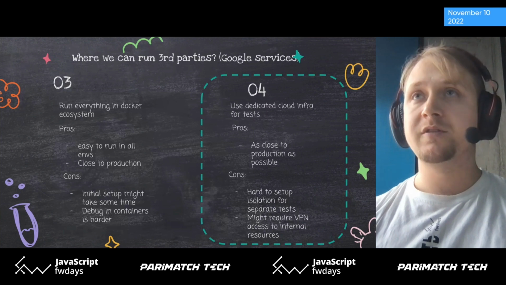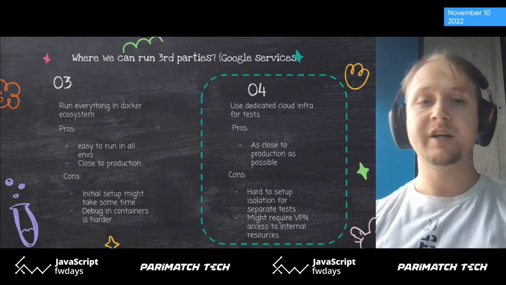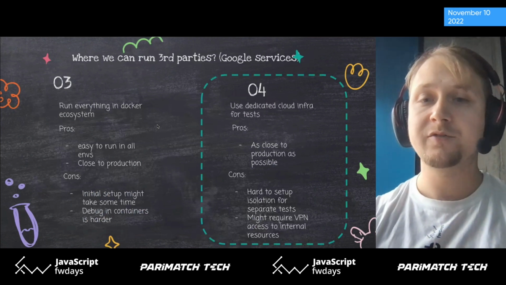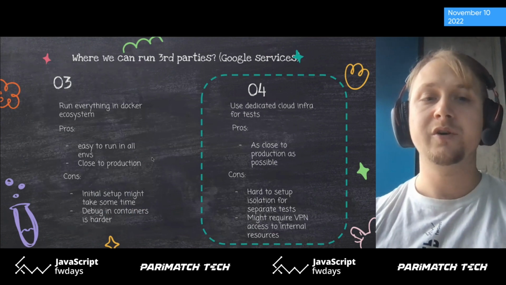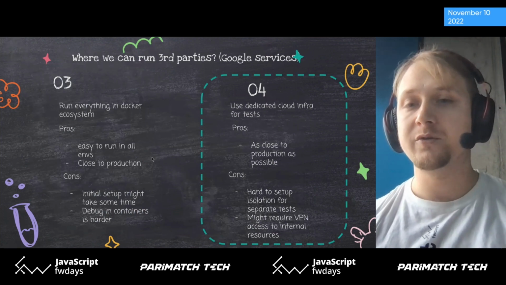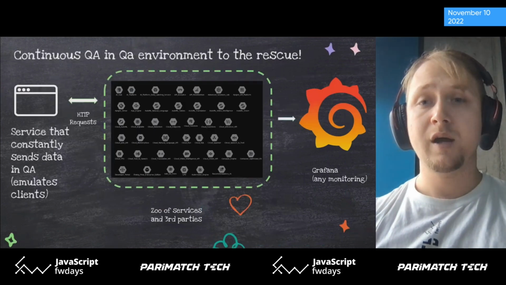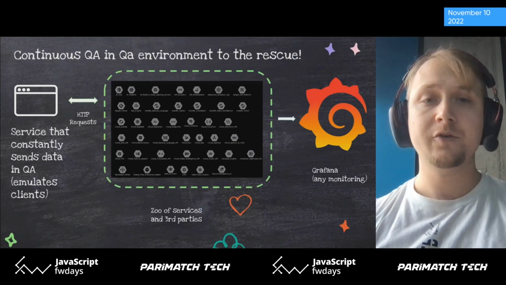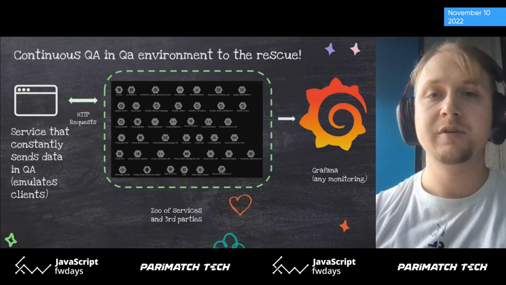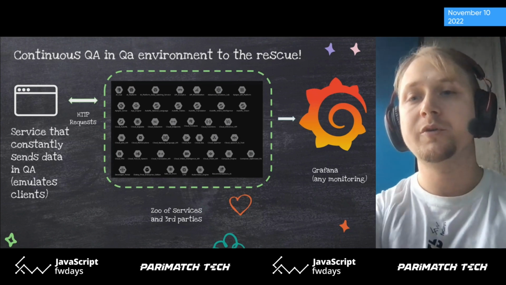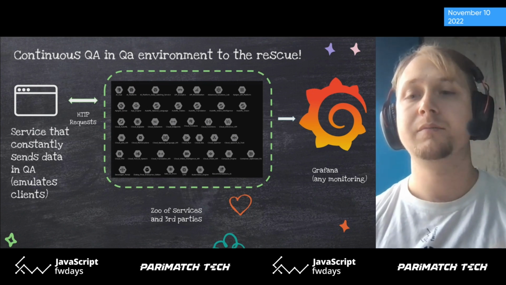Remember when I talked about this reinforce option, where we can run everything in the Docker ecosystem or use cloud infrastructure. When it's impossible to run everything in the Docker ecosystem, it's time to use your cloud infrastructure for tests. I'm talking about the QA environment. I think a lot of you know that a QA environment is good to use before pushing code to production, but normally people are testing everything in QA manually.